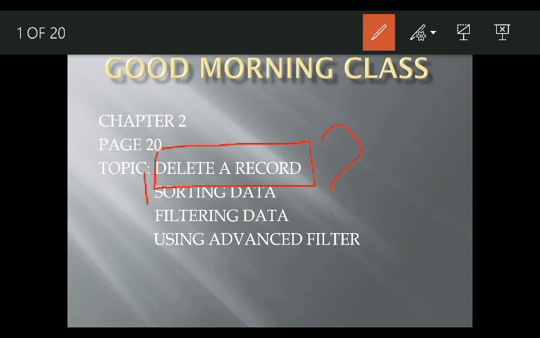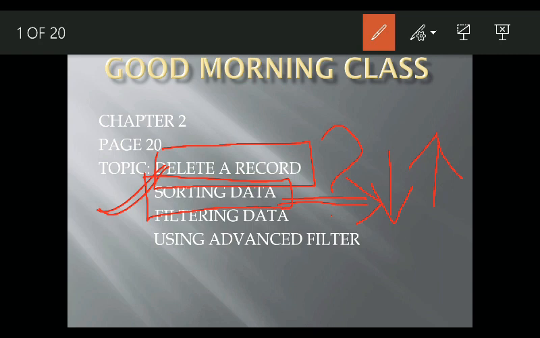Let us come to the topic sorting data. What is the meaning of sorting data, class? Yes, you are thinking right. To arrange the data in ascending order or descending order. Hope you remember this. The definition of sorting means arranging data in ascending or descending order. Before doing sorting, I told you what is column header, what is row header, and we also saw what is a cell.